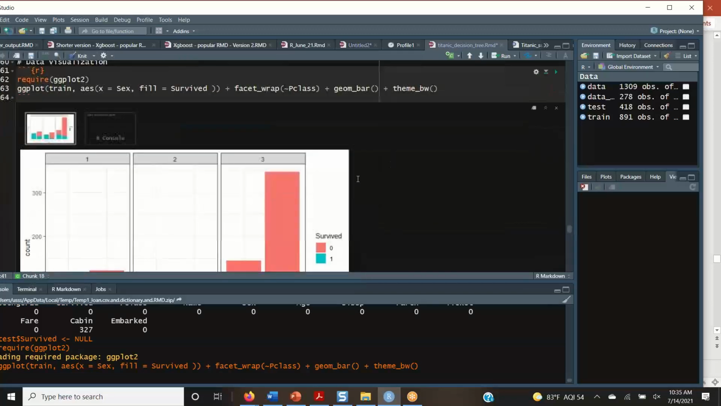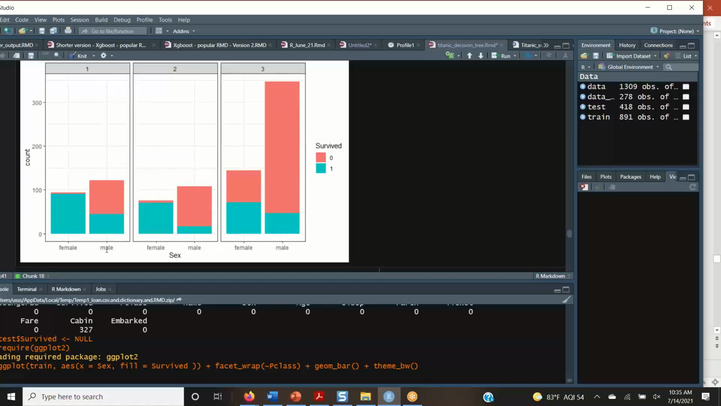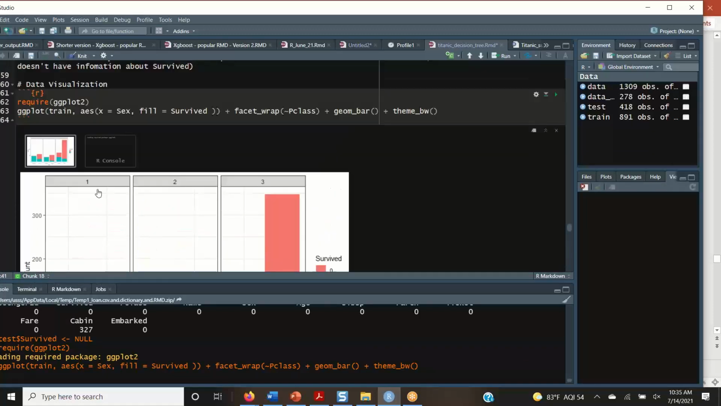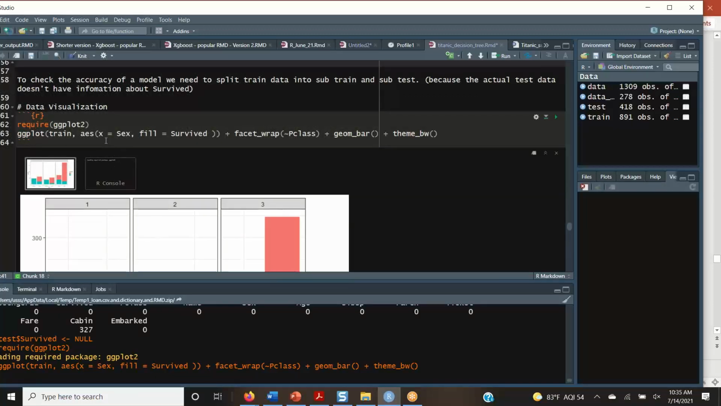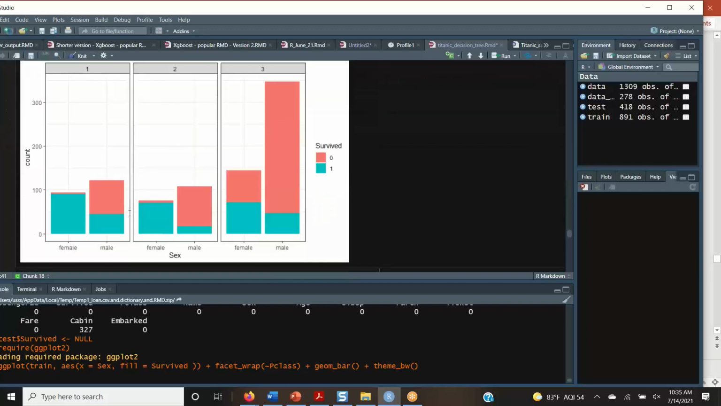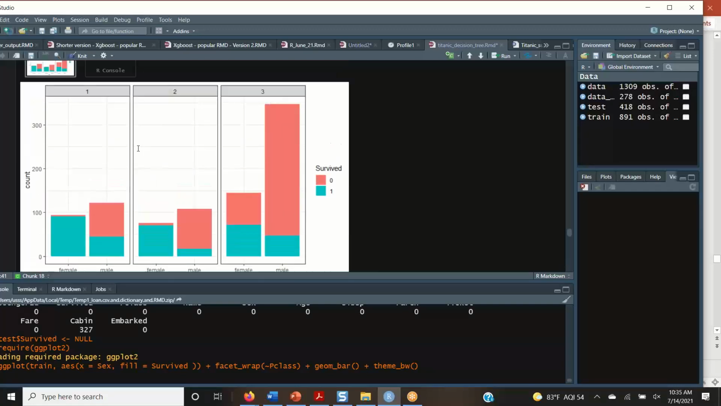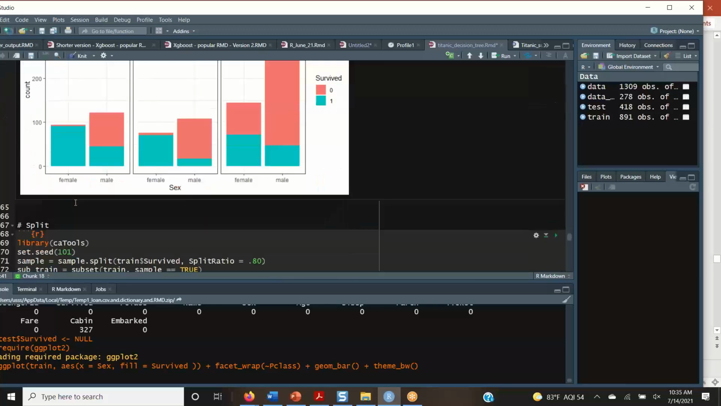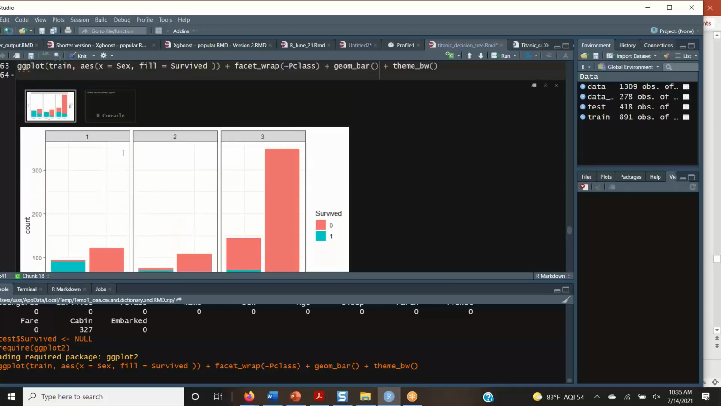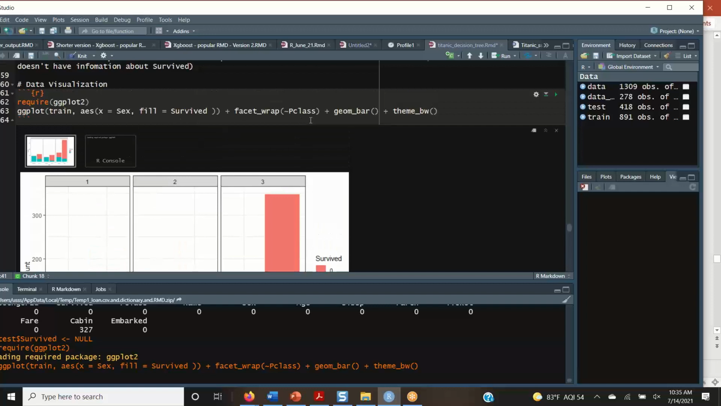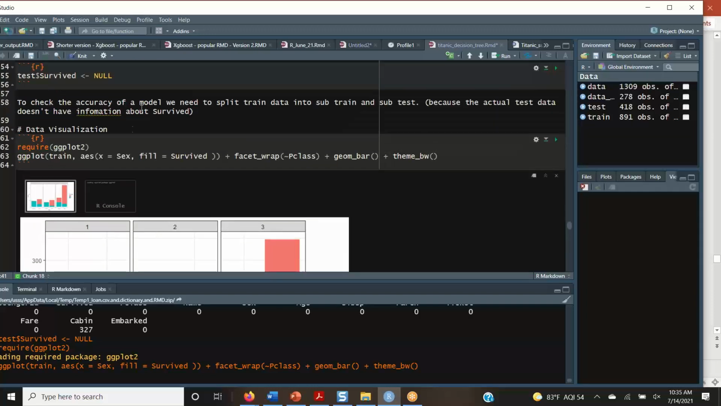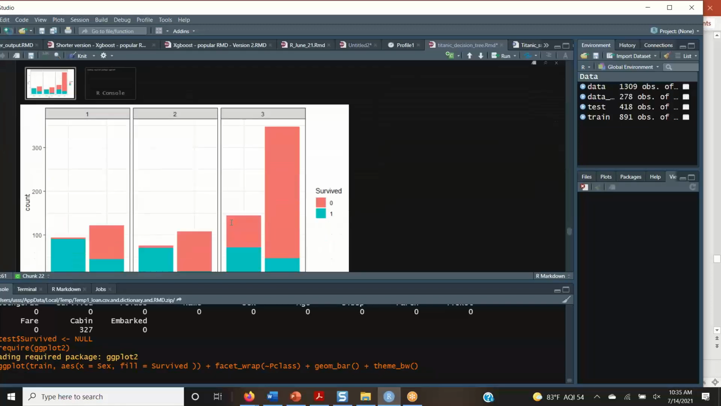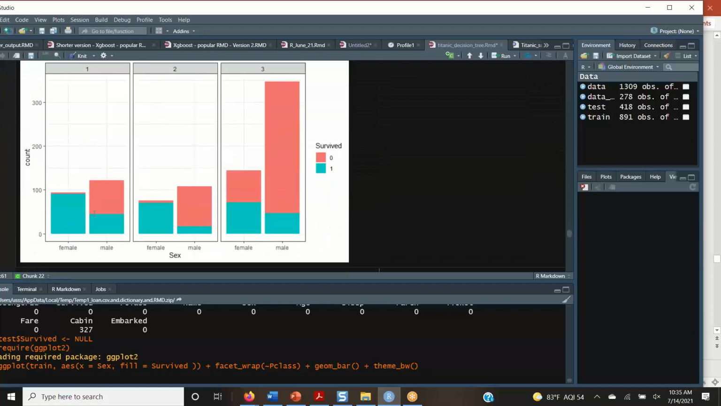So here is the ggplot. It comes here below. There you go. It says the aesthetics: the x-axis is gender and the y-axis is the count, by the category called Pclass, the first class, second class, third class person. That's what this one is, number 1, 2, 3.